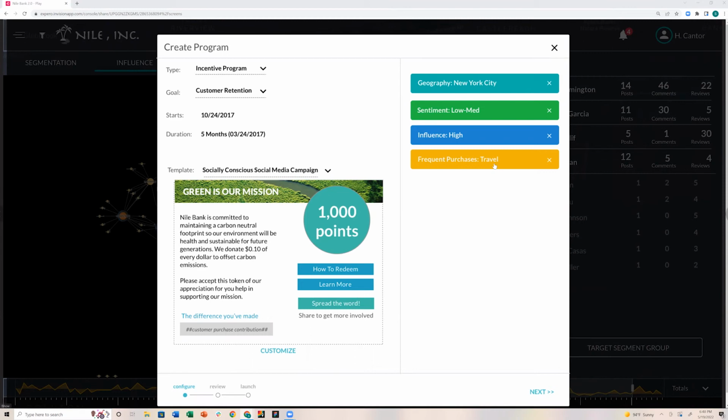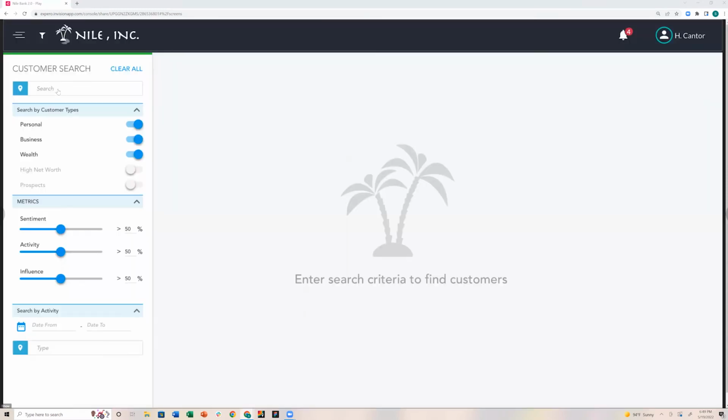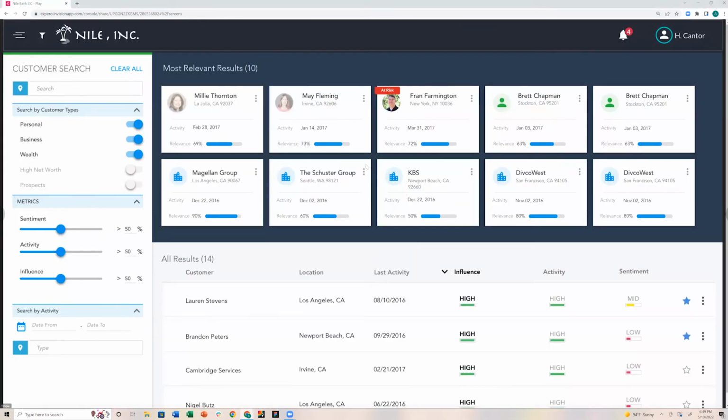Now, this is the back side, if you will. What we'd like to do now is move to what the customer service representative sees. In this case, I can see our friend Fran Farmington. Now, this is a customer service rep. Their side of this is I can see influence, activity, and sentiment. Fran, as we saw in our previous one, has been identified to this customer service rep from an analyst.